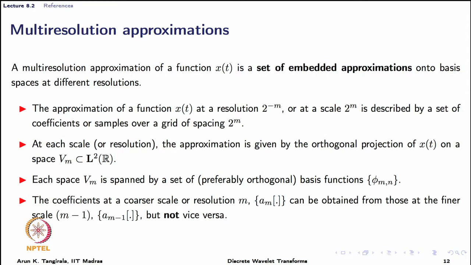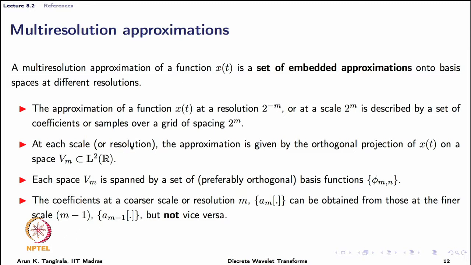Now, we will extend this idea of approximations to multi-resolution approximations. What is multi-resolution approximation? It is also an approximation, but it is a collection of approximations over different spaces. Just now we spoke about approximation onto some subspace M, but now we are going to talk about approximations on several subspaces. And what is so special about these subspaces? These subspaces are spanned by basis functions that are defined over coarser and coarser grids, from finer to coarser grids, with the grid spacing varying by a factor of 2.